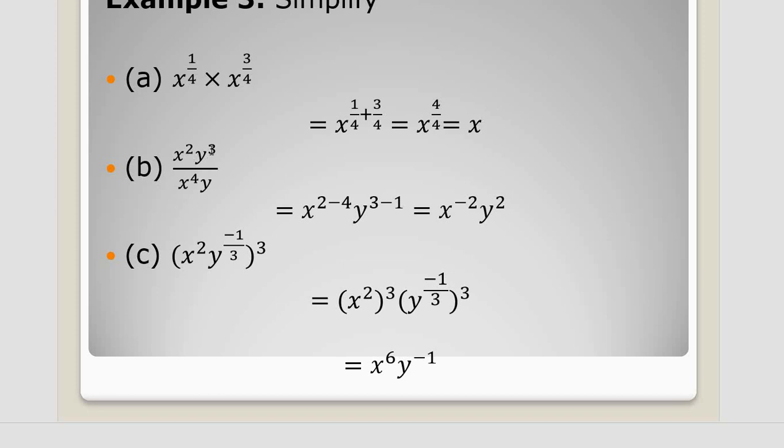Now x power 2 into y power 3 divided by x power 4 y. Now do x with x, y with y. 2 minus 4 for the x and 3 minus 1 for the y. So it is x power minus 2 into y power 2. Now x power 2 into y power minus 1 by 3 whole cube. Do x separately, do y separately. X power 2 whole cube, 2 into 3, 6, x power 6. Y power minus 1 by 3 whole power 3, minus 1 by 3 into 3 is minus 1. That's it.